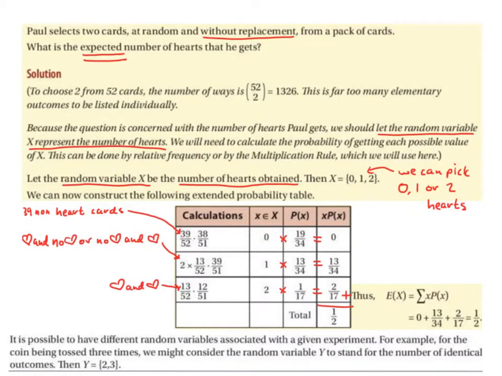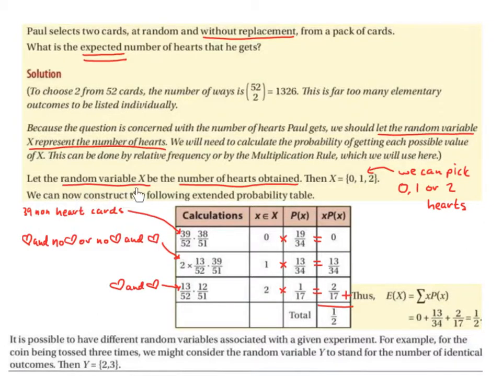If we're only choosing 2 cards from a pack of cards, then it is possible to choose 0 hearts, or 1 heart, or 2 hearts. I know that there are 4 hearts in a pack, but if we're only choosing 2, then it's only possible to choose at most 2 hearts. So these are our x values.